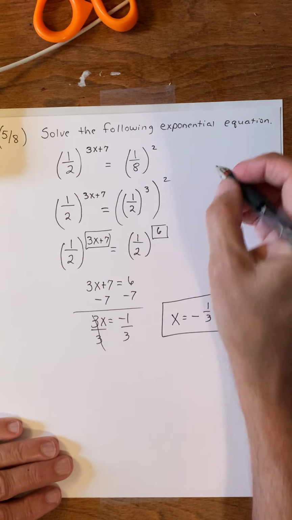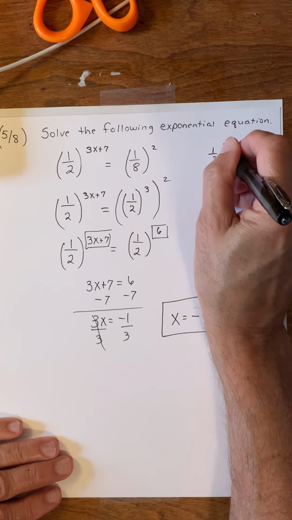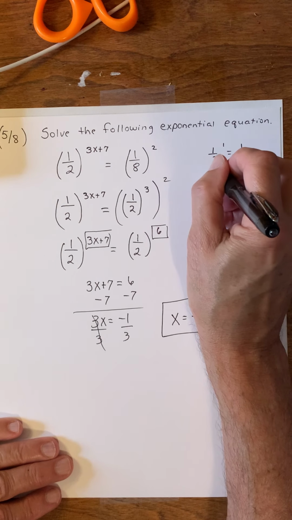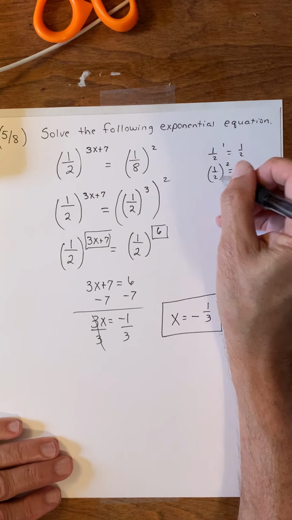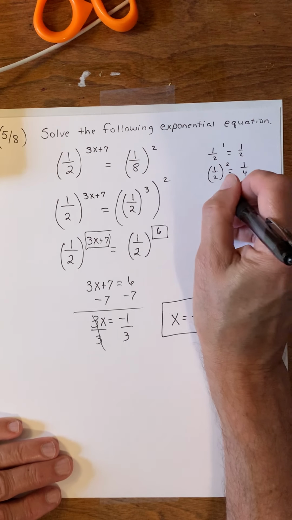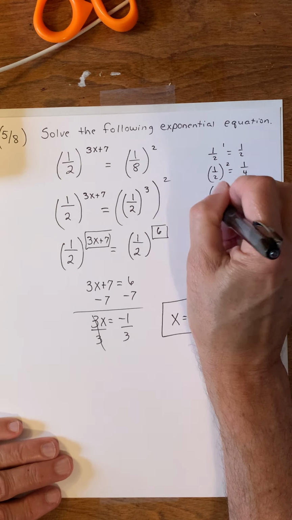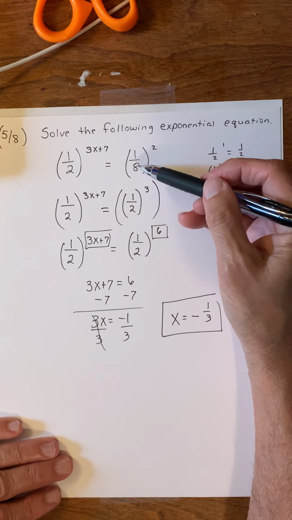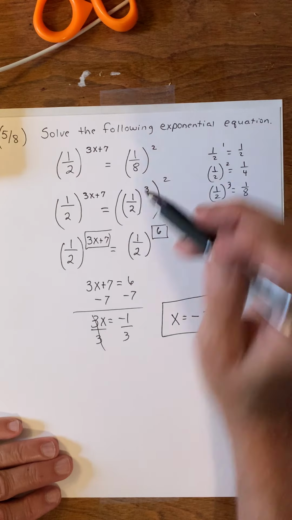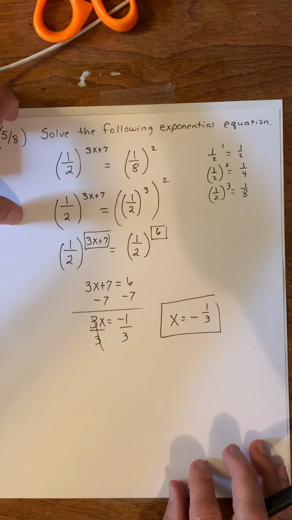Again, 1/2 to the first power is just 1/2. 1/2 squared means 1/2 times 1/2, that's 1/4. 1/2 cubed, 1/2 times 1/2 times 1/2. That's the thing I want to substitute for, 1/2 cubed. All right. We're going to fly low now because they're all going to be about the same. Let's see what I got here.